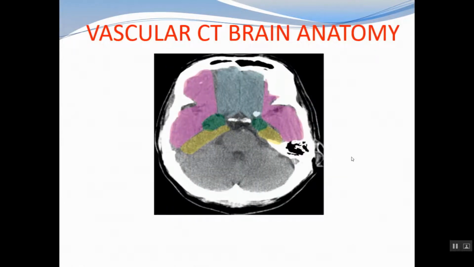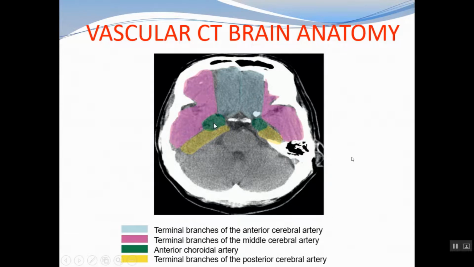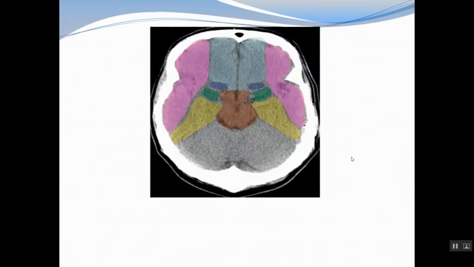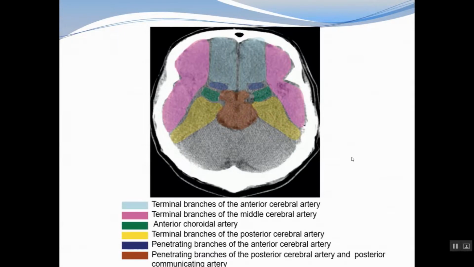The vascular brain anatomy. The major blood supply of the brain is through the middle cerebral artery, anterior cerebral artery, and then posterior cerebral artery, and this is the anterior choroidal artery. Here, the same, but there is a new area. Two areas: the brown area is penetrating branches of the posterior cerebral artery and posterior communicating artery, and this blue area is from the penetrating branches of the anterior cerebral artery.